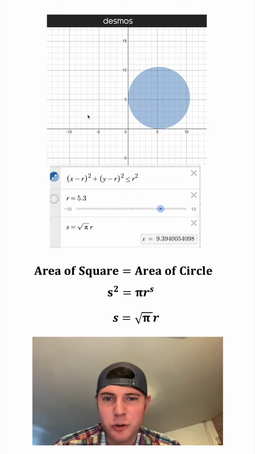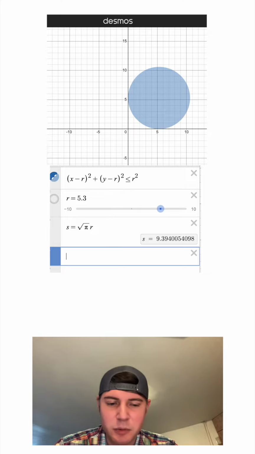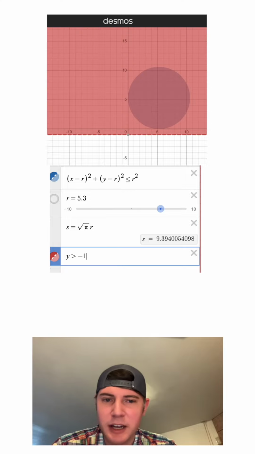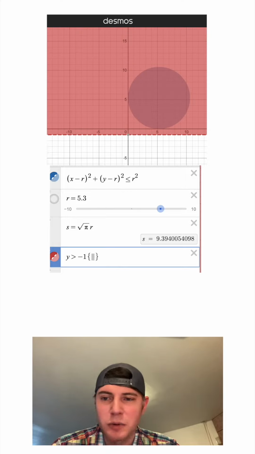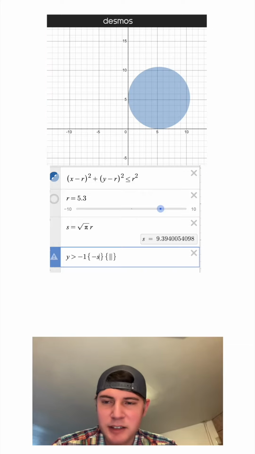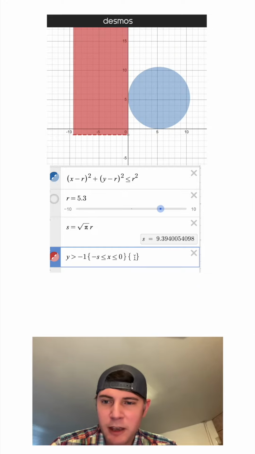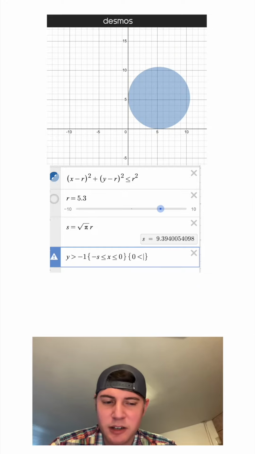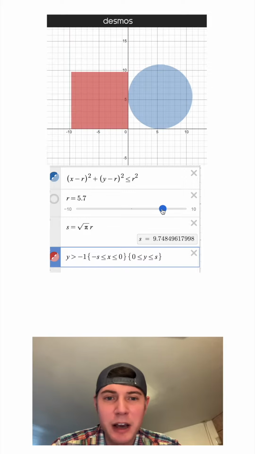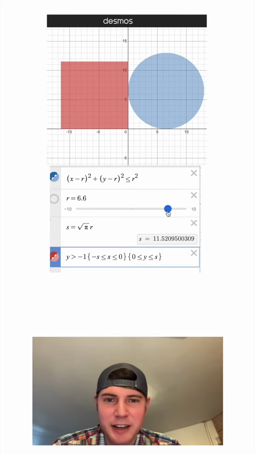And now we got to draw our square. So I think the easiest way to visualize this would be to say y is greater than, say, -1. And then we want to restrict this region to make our square. We want the x to go from -s less than or equal to x less than or equal to 0. And then for the y, we'll say 0 is less than or equal to y is less than or equal to s. And now we have our square and our circle that have the exact same area.